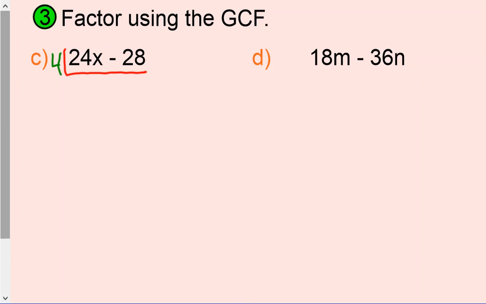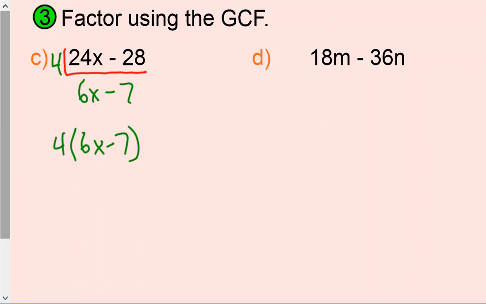So we'll get 4 here. 24x divided by 4 would leave us with 6x. And negative 28 divided by 4 would leave us with negative 7. So our factored expression would be 4 times 6x minus 7.